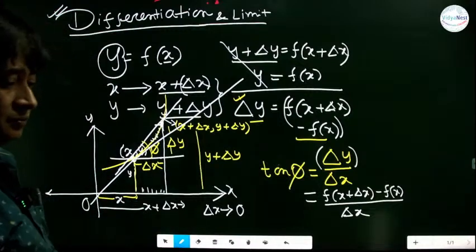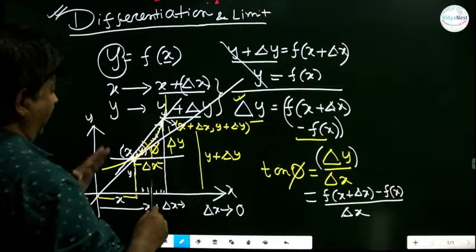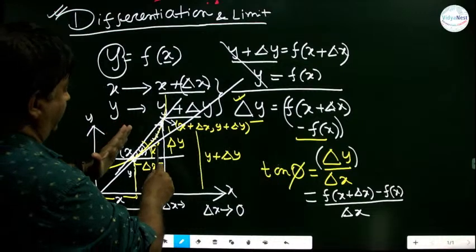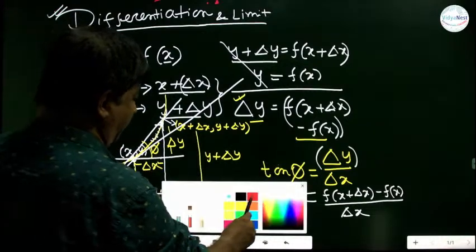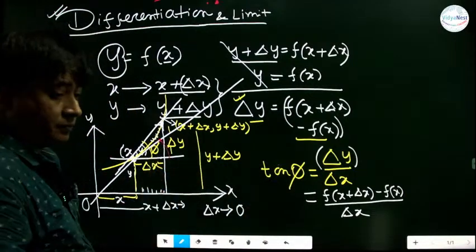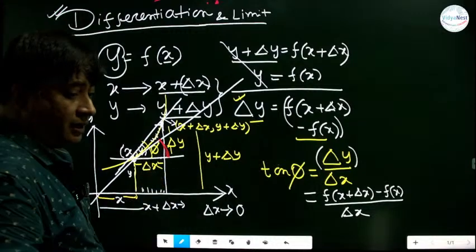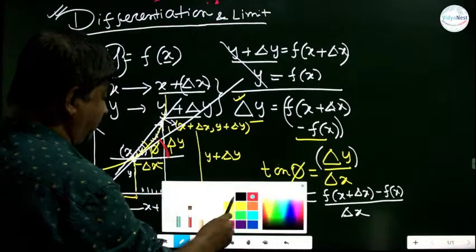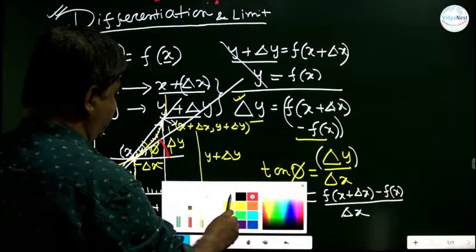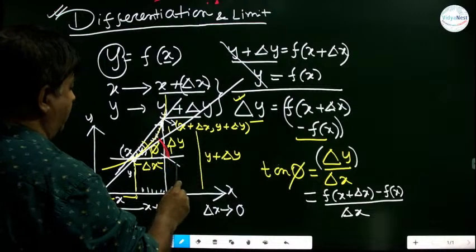Understand? Yes. That means that angle phi will become a new angle. What angle is that? Say that angle is theta.